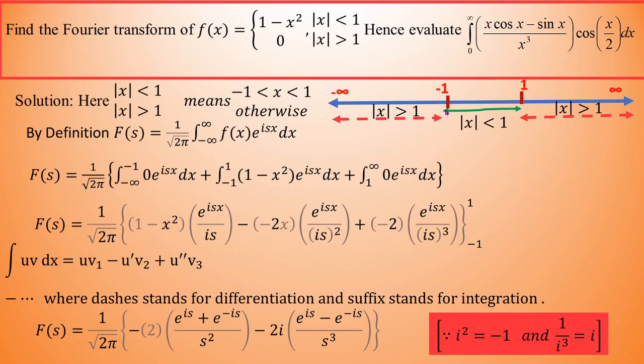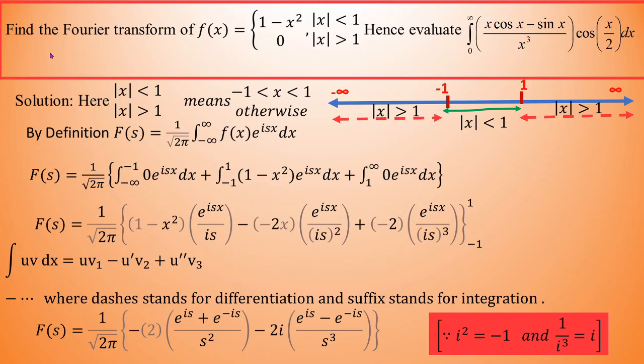Whereas the portion on the real line beyond this, that is all the points before minus 1 and all the points after 1, that is when x is between minus infinity to minus 1 and when x is between 1 to infinity, are covered in the range mod of x greater than 1. So this is known to us. This I am going to use while evaluating the integral.